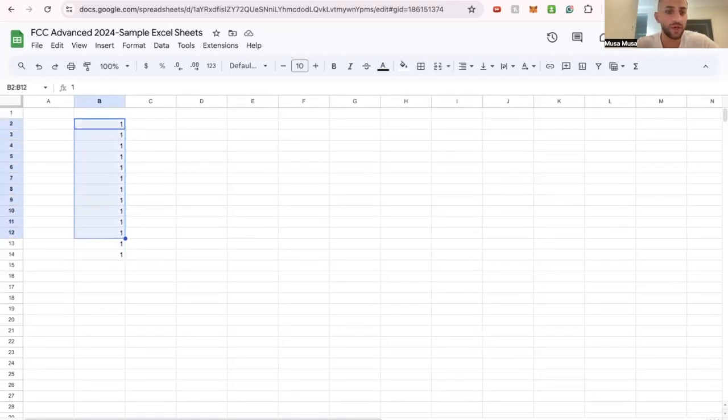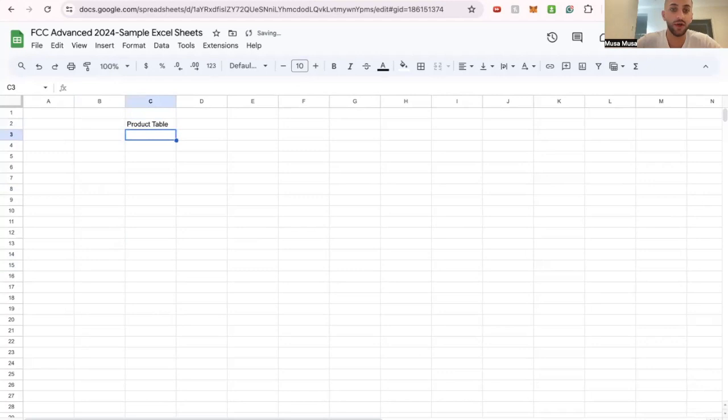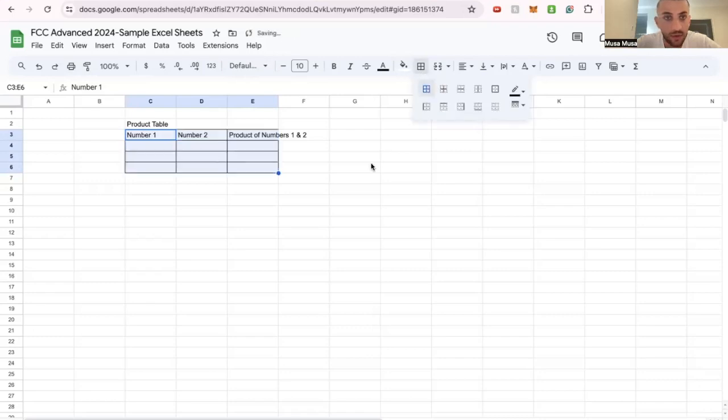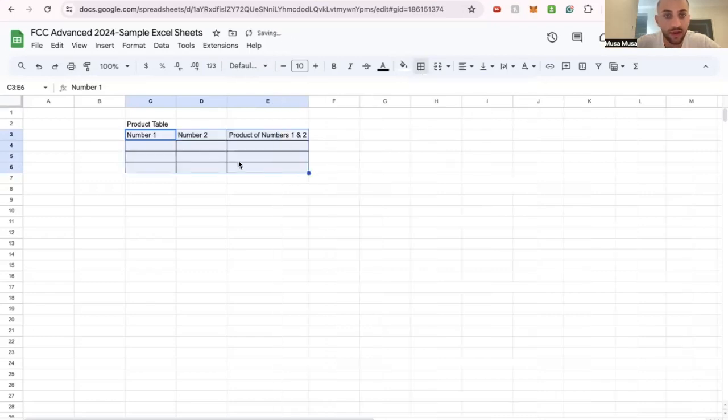What's also really cool is the fact that Excel knows to go down a cell when applying a new rule. I'll tell you what I kind of mean by this. Let's say I want to create a product table, and I want to have product, number one, number two, and then the product of numbers one and two here. Let's put a little bit of a border. You can double click that to make it fit the whole thing. And then let's make this like that.